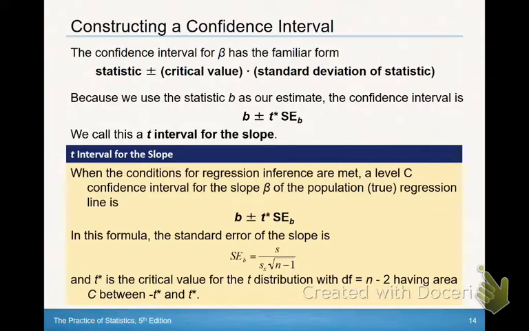So this is just repeating everything. We're saying that if we do all of this and we find the confidence interval for slope, t star is the critical value for the t distribution with degrees of freedom n minus 2, and that means it has an area of level C between negative t star and t star.